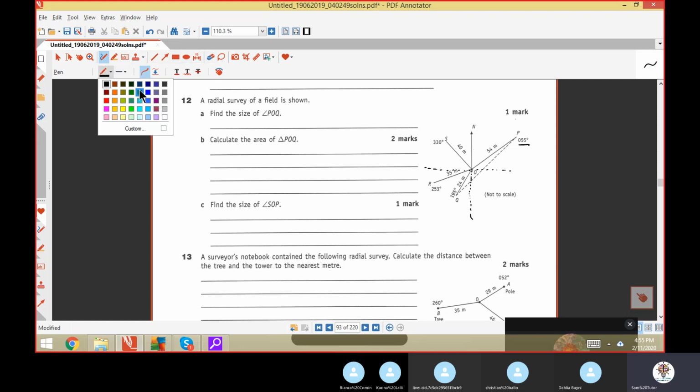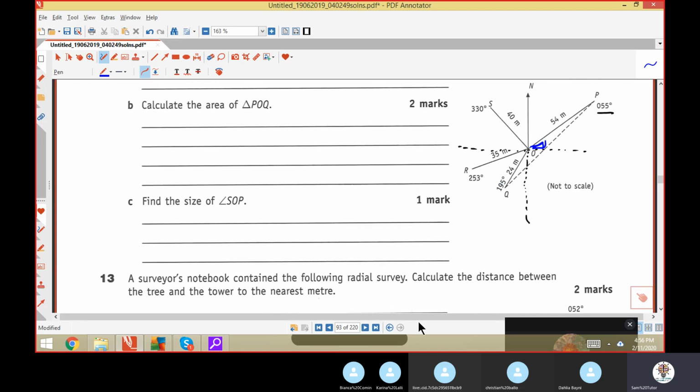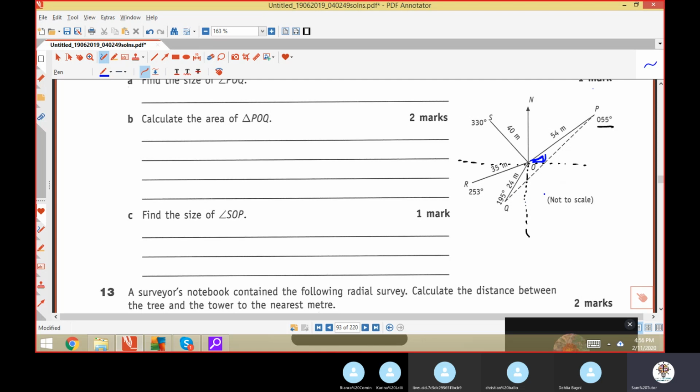So that means the angles we have to find is this angle here in blue, and then you got another angle here in red, and you got an angle here in green. Does that make sense? Because that's inside the triangle. Is that making sense? This is probably the hardest part.